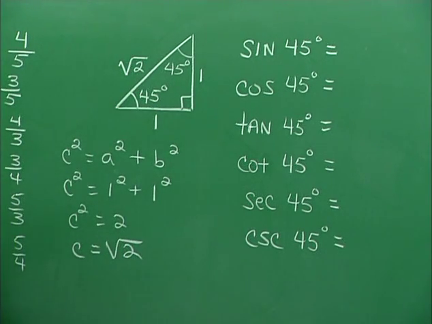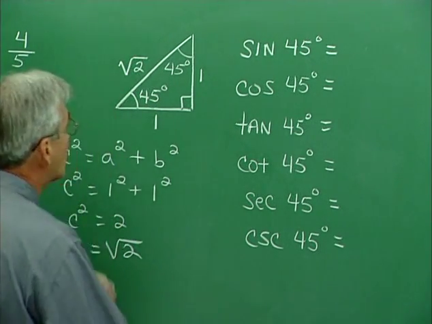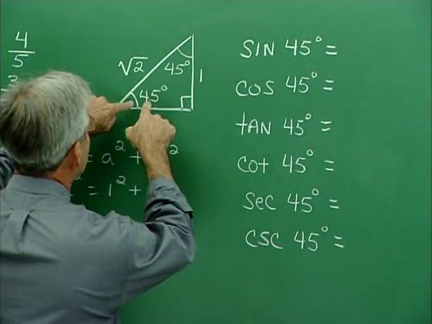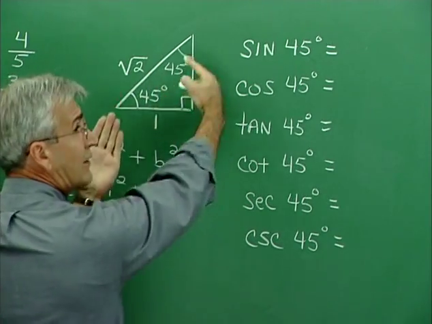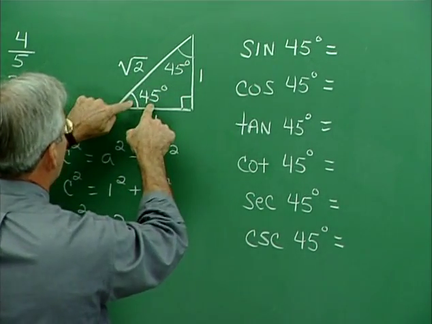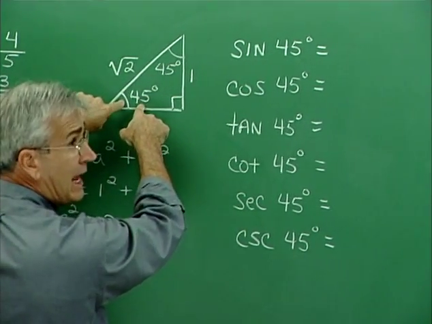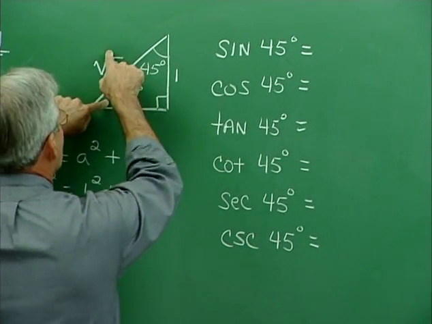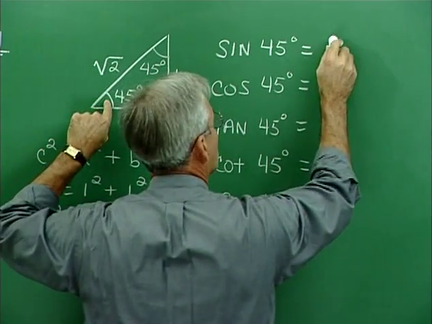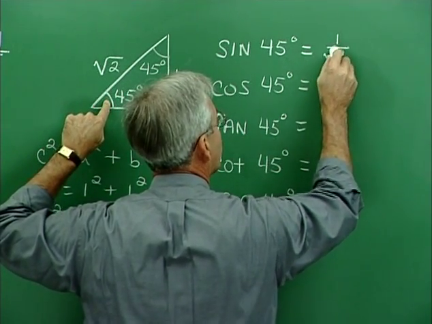Okay. Now, we can generate our trig ratios. From the perspective of this angle, and actually from the perspective of both of them because they're equal to one another, but at any rate, we're kind of used to dealing with an angle in this position. The sine of 45 degrees is 1 over the square root of 2. So we slide over here.